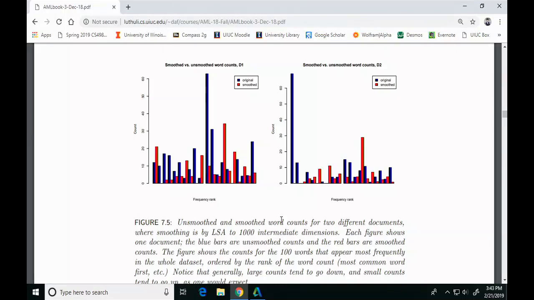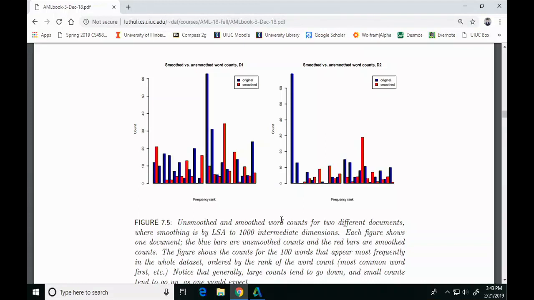So what you see here is we're only looking at the first 100 words. Doesn't seem like 100 words, but you see the frequencies of the different words. And so blue was the original and red is the smoothed. And what you generally are going to see is the big spikes will come down and the low ones will be pushed up a little bit.